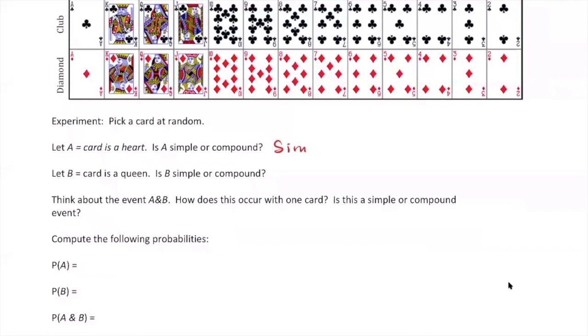Did I say simple? Oh my God. I'm not trying to confuse you. It's compound. So it can happen in four ways.